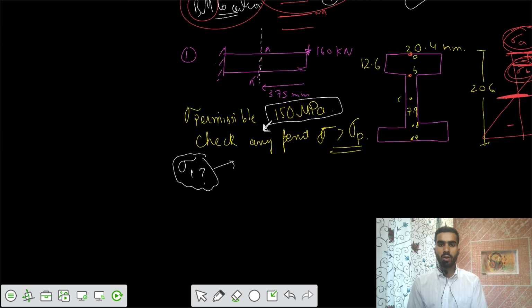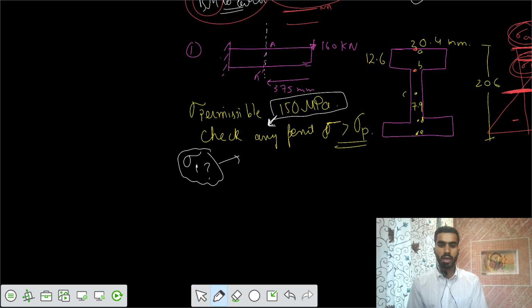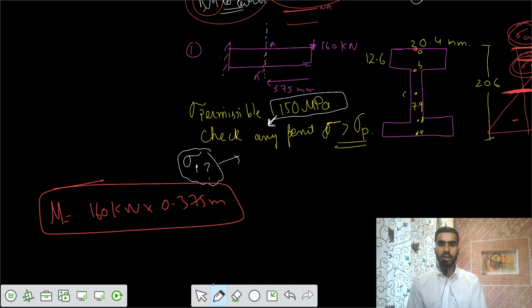So what is the moment developed at the section A? That's 160 kilonewton into 0.375 meter. So you got some moment M. And there is some shear force at that section. The shear force at that section would be equal to the shear force upwards, so it would be 160 kilonewton. So we got the 2 values.